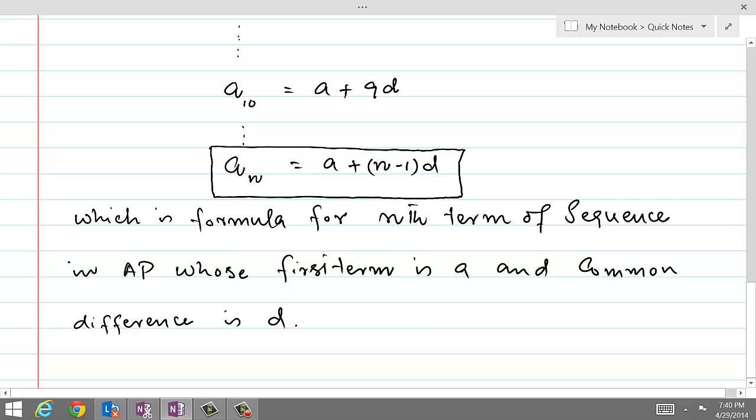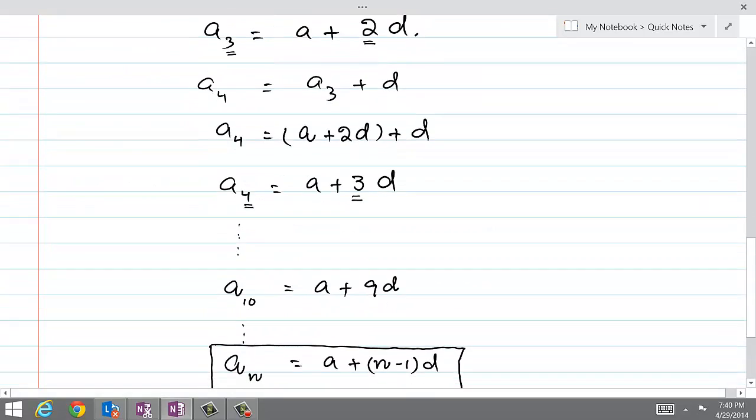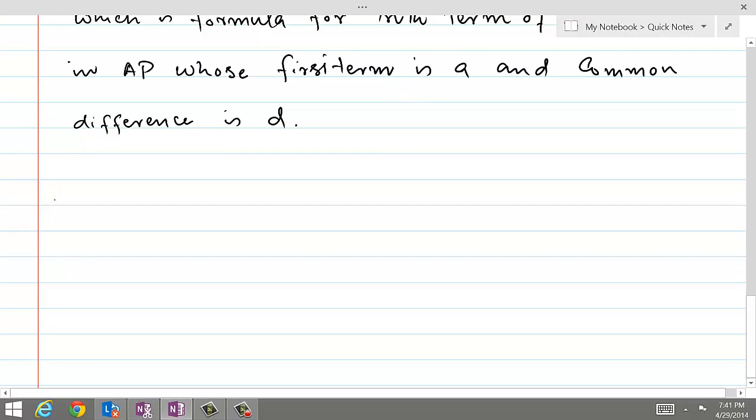Now we take a look at the second question. Once we have the formula, question number 2 says: find the nth term of the sequence whose first term is 4 and the common difference is 1 by 2. For question number 2, we have the first term given, A1, which we usually call A in the general term formula. A is equal to 4 and the common difference is given, which was denoted by D.